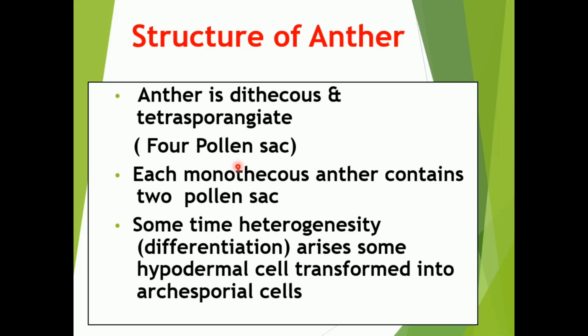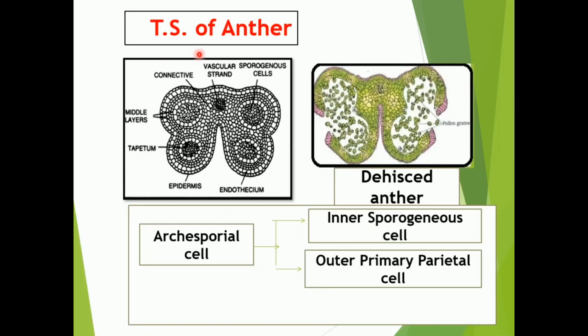Differentiation arises when some hypodermal cells get transformed into archesporial cells. Here in TS of anther, the archesporial cells are divided into inner sporogenous cells and outer primary parietal cells. The sporogenous cells form a sporogenous tissue. Each cell of sporogenous tissue is capable of giving rise to microspore tetrads. Now, parietal cells undergo division to form the anther wall.